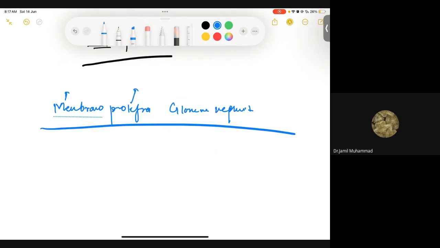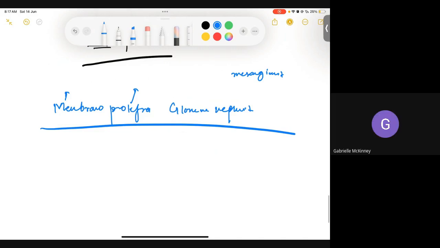Proliferative. What do we mean by proliferation? It means that in this pathology, we are going to see proliferation of something, right? I'll be discussing in detail what that something is, okay? So, membranoproliferative, we are going to be having proliferation of your mesangium, okay? So, do you guys know what is mesangium?